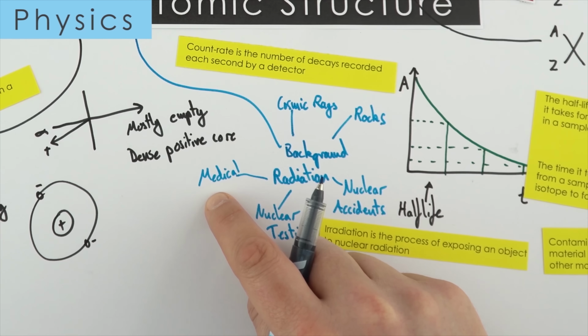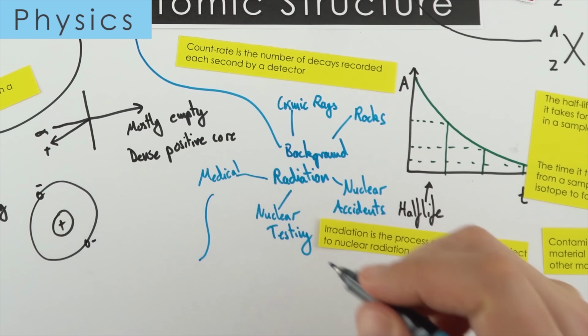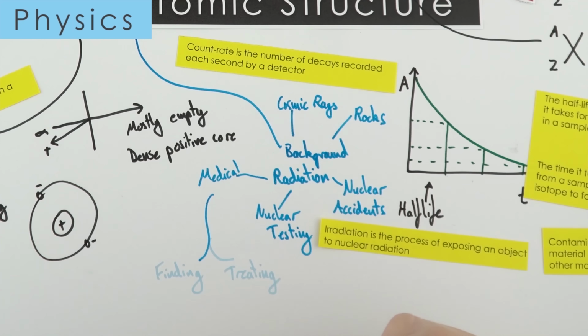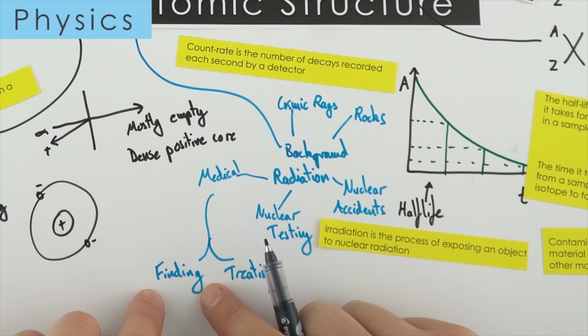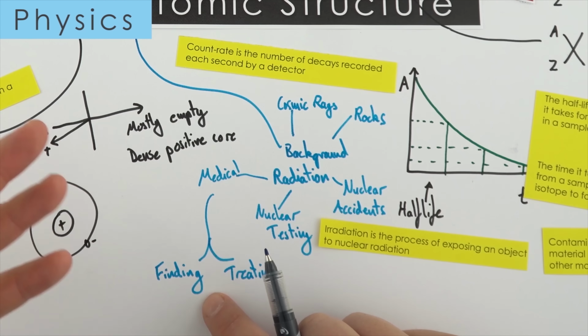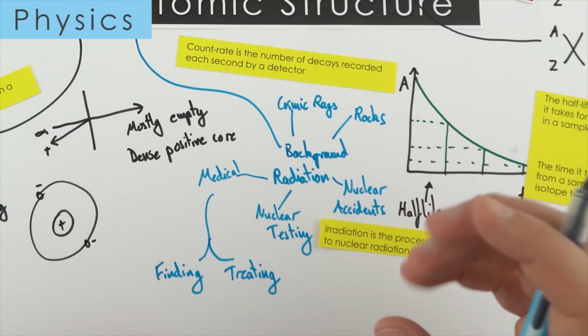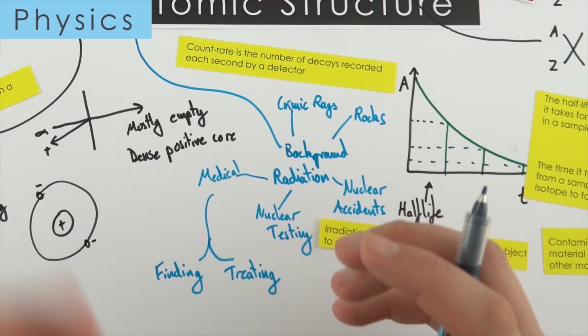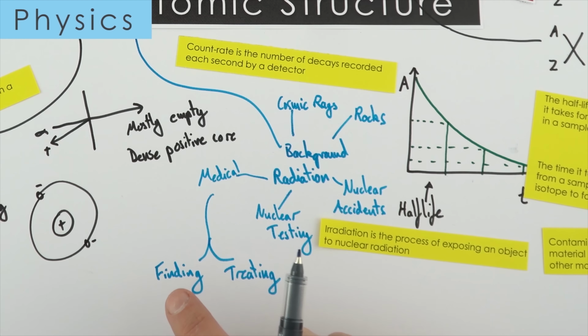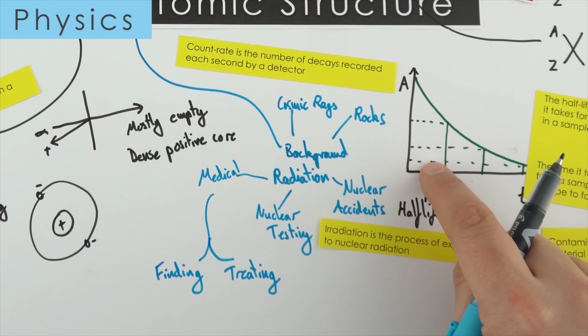Now the thing with medical is that we can use it for a couple of things. We can use radioactive traces to actually find the cause of disease and illnesses. So you maybe inject a tracer, which is a gamma source, and then we can put a detector outside the person, and we can then use that to work out maybe where their blood is flowing. And you want to make sure that if you're using a medical tracer, we use something with a short half-life.